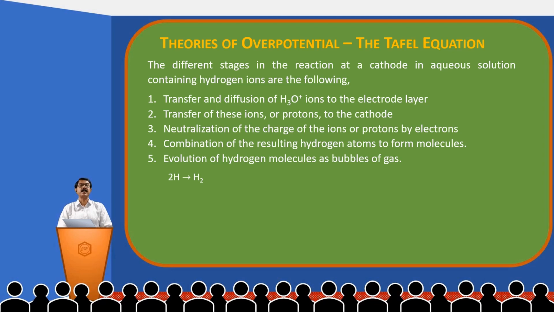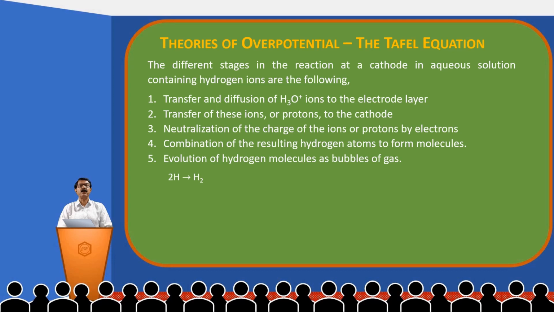Tafel proposed stage 4 as the rate determining stage for overvoltage. This is because at this stage the combination of hydrogen atoms occurs to form hydrogen molecules. According to this theory, the high electrode potential, which shows itself as overpotential, is due to the accumulation of hydrogen atoms at the cathode. The variation of overpotential from one metal to another is because of their differing catalytic efficiency for the reaction.